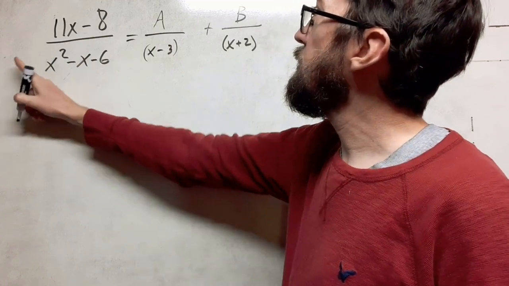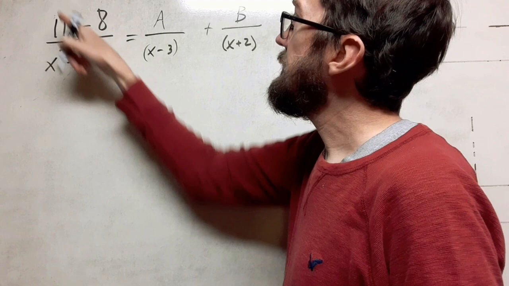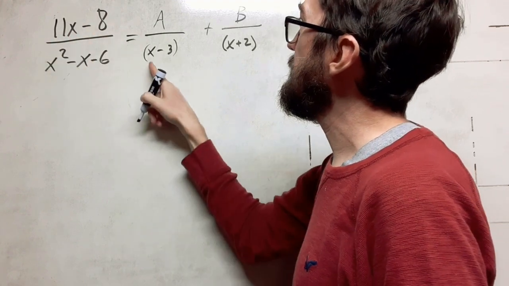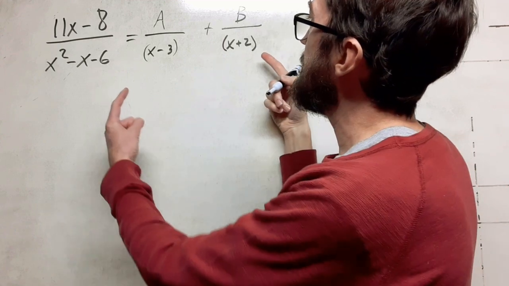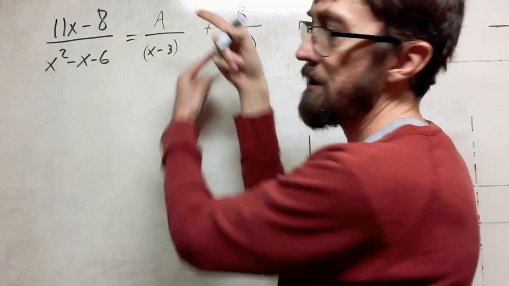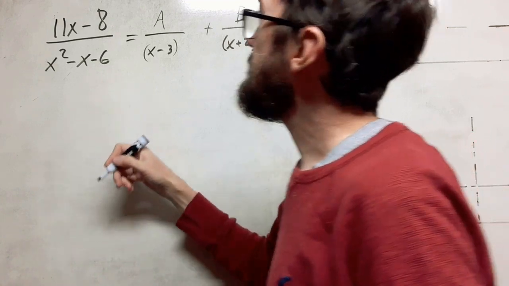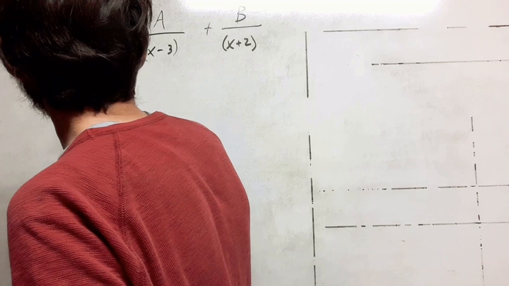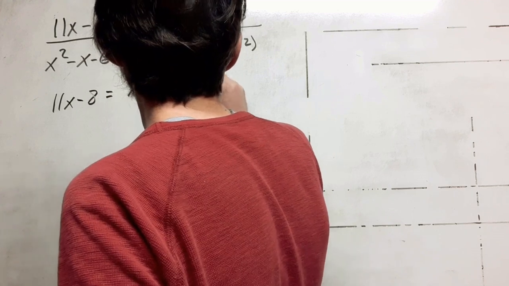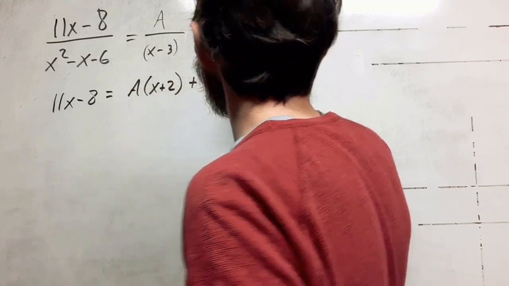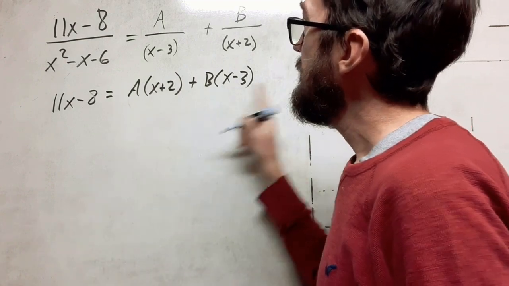So again, just like we did before, we're going to multiply on the left and the right hand side by this denominator. It's going to eliminate the denominator here, and each of these denominators are going to be eliminated, and it again is going to look like these denominators switch sides and join the numerators. So we're just multiplying through by x squared minus x minus 6. So 11x minus 8 is equal to A times x plus 2 plus B times x minus 3. And we're just going to go through the algebra to simplify this. Distribute on both of these, and then we're going to regroup.